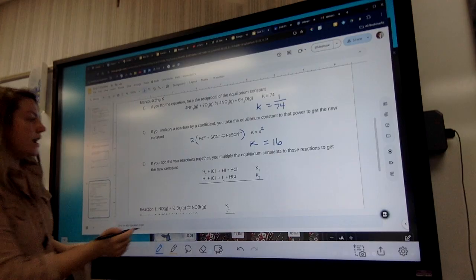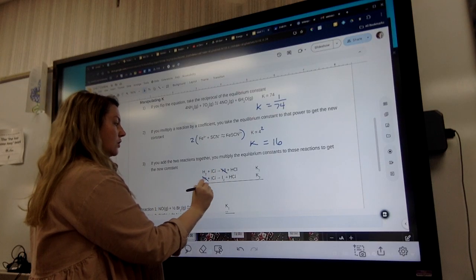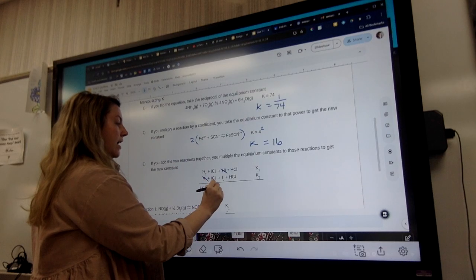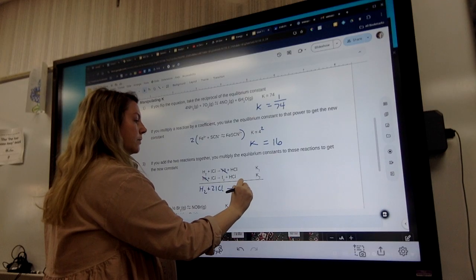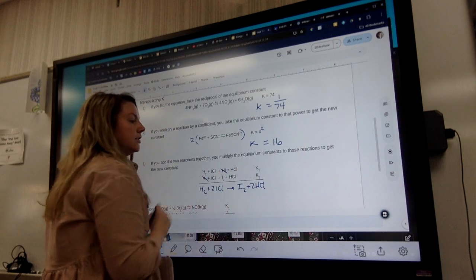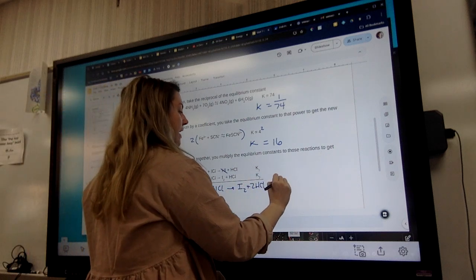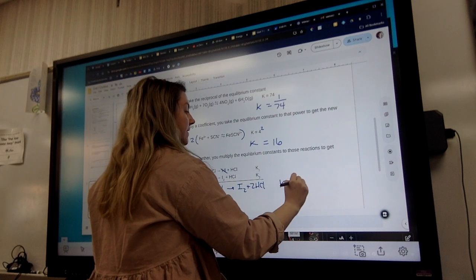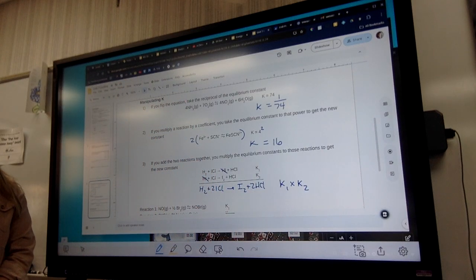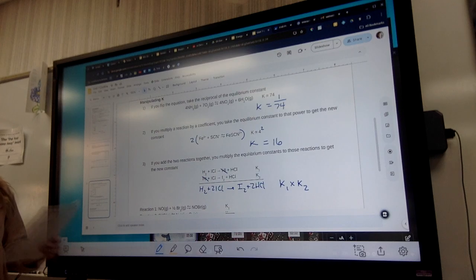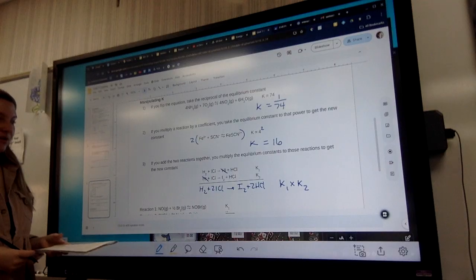So for this one, our HI cancels out, so we have H2 plus 2ICl yields I2 plus 2HCl. I combine them, and then my K would be K1 times K2. So instead of adding, we're going to multiply them. So just slightly different rules. So that would be our new K.